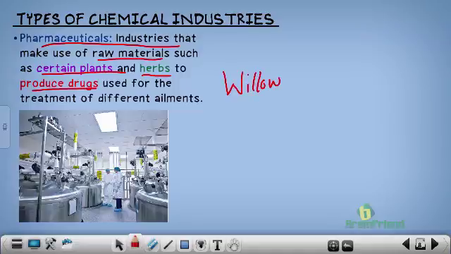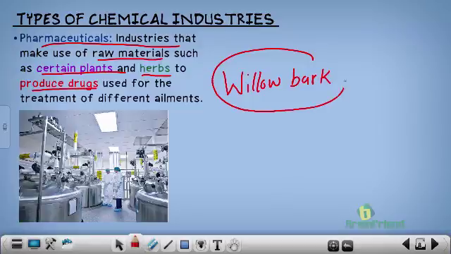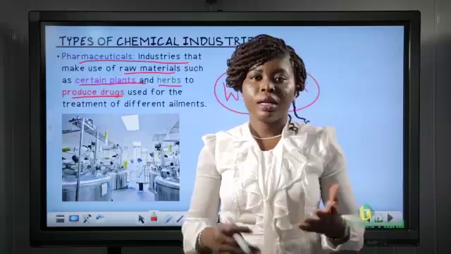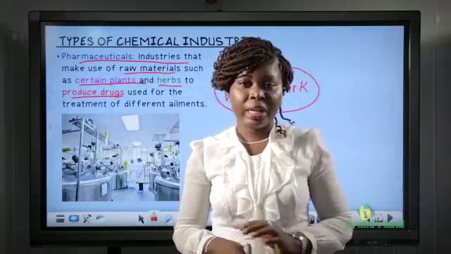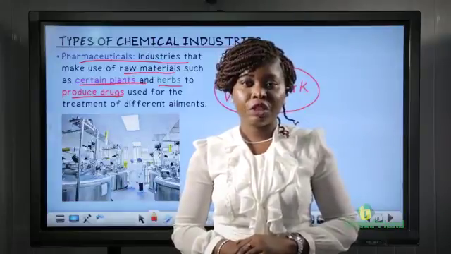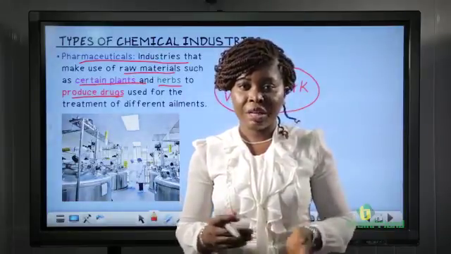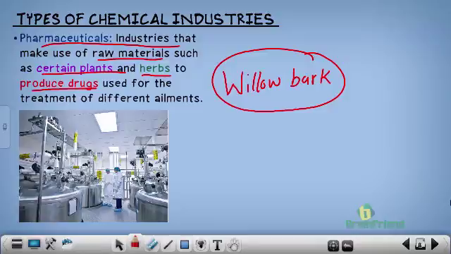The bark of a willow tree known as the willow bark. This is a raw material that is used in the production of aspirin. Another popular drug is the quinine that we use for the treatment of malaria. The raw material for quinine is gotten from the bark of a tree known as the cinchona tree.